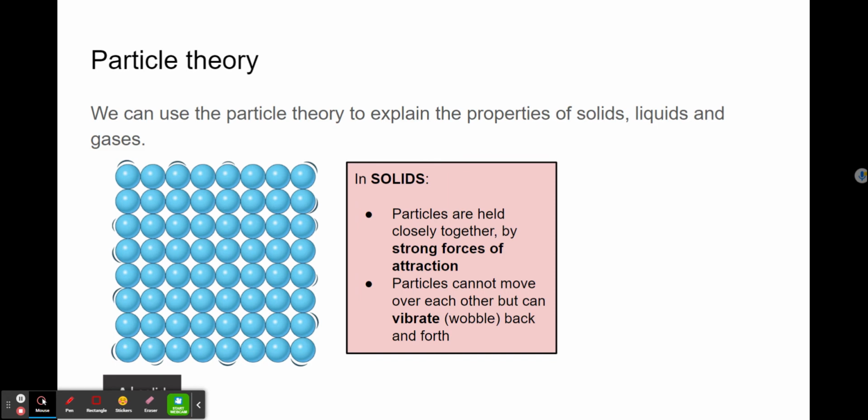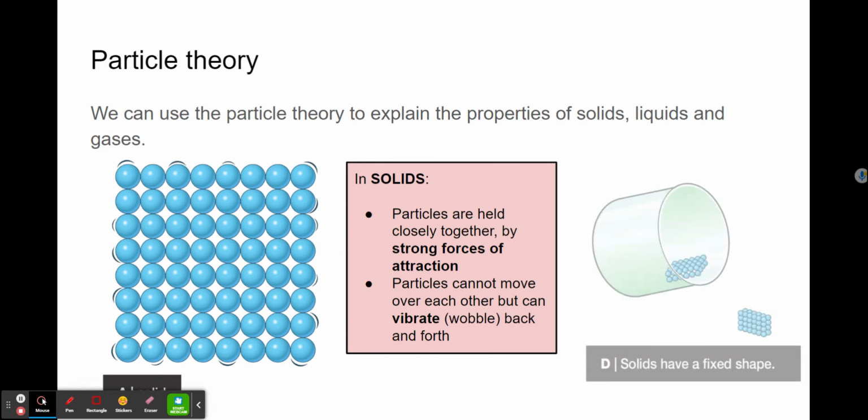They're held together by strong forces of attraction. That sticks them together. And the particles can't move around each other. They can't move over each other. All they can do is vibrate or wobble backwards and forwards. And the warmer it gets, the more they vibrate. If we look at this picture, we can see if we put a solid into a jar, it wouldn't take the shape of the jar because the particles are held closely together by these strong forces of attraction. That keeps them in a fixed state.